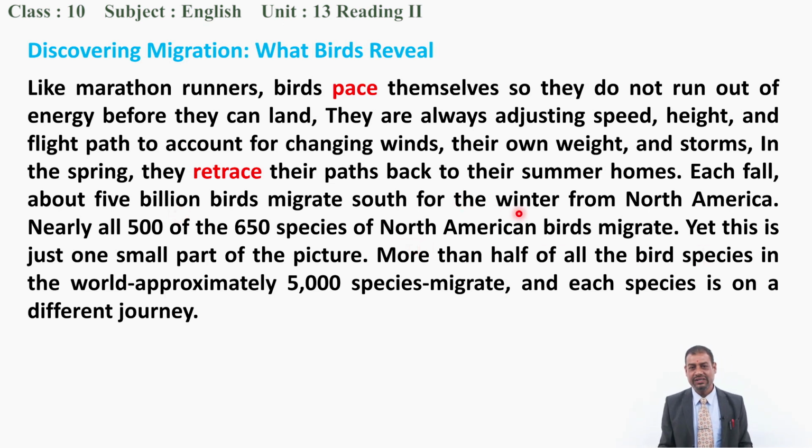Now back to their summer homes. Each fall, you can understand as like spring season, about 5 billion birds migrate south for the winter from North America. So what is the number of birds that migrate south for the winter from North America? About 5 billion birds. So you can calculate, okay, 5 billion, because you are the students of mathematics too. 5 billion birds migrate each fall, each spring. Very interesting.